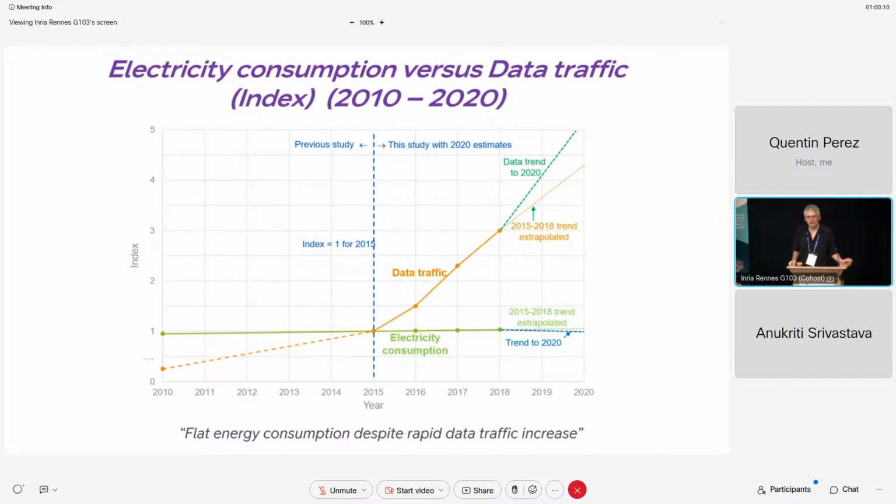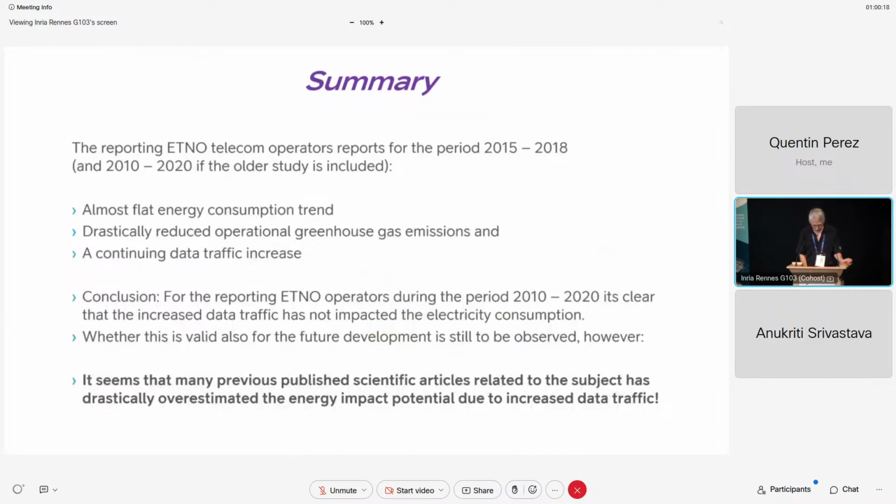We see that the electricity consumption has been more or less flat at the same time as the data is just booming up in the sky. So, summary. If you should remember anything, yes, Vostok is a chilly place. But for the rest, I would say network side is not increasing their footprint, neither from electricity nor CO2 emissions. I would say it's the opposite, at least for European operators.